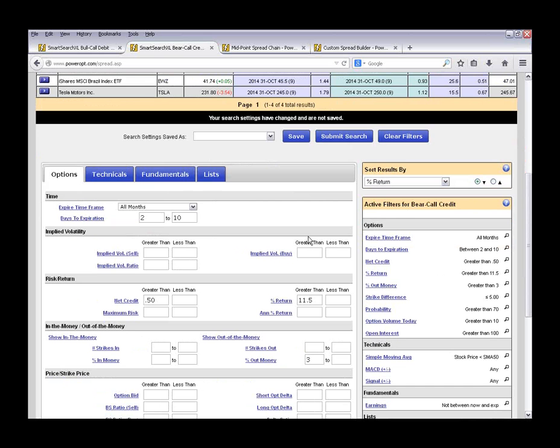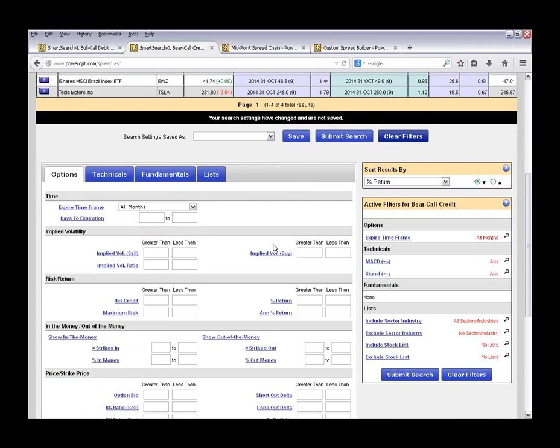One more quick thing I'm going to cover while we're on the search screen. Let me clear the filters.